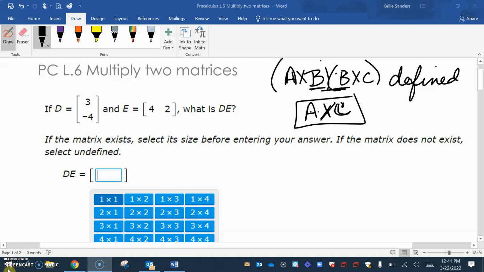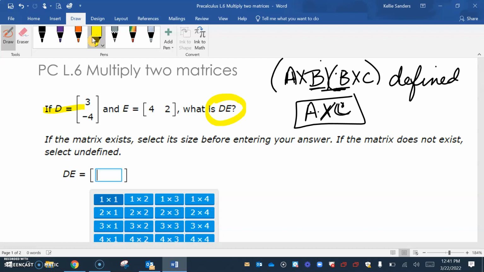Okay, so if D is the matrix [3, -4] and E is the matrix [4, 2], what is DE? Since we have DE right next to each other, it's asking us to multiply. But before we multiply, we have to determine whether we can or not.